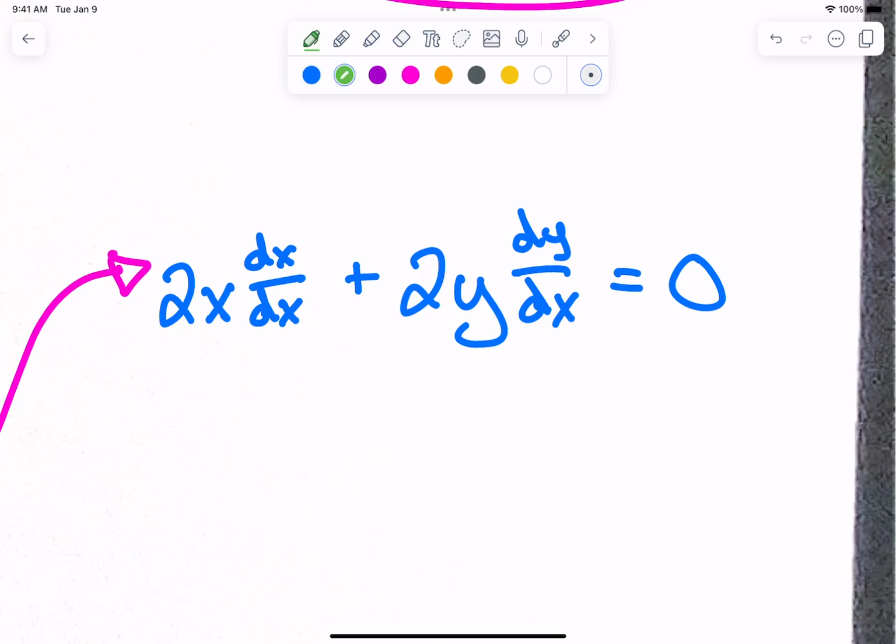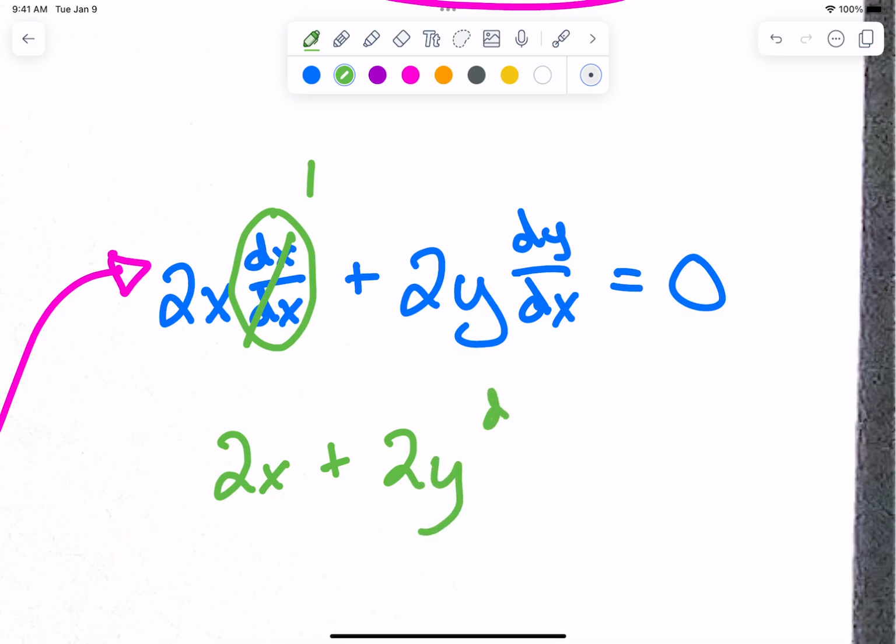Since I took the derivative with respect to x, what's dx divided by dx? This is 1. That's why we don't have to have a special x prime or whatever on the end of the x, because dx over dx cancels and I just have 2x. I have 2x plus 2y dy/dx, or you can call it y prime, whatever, just like we had before.